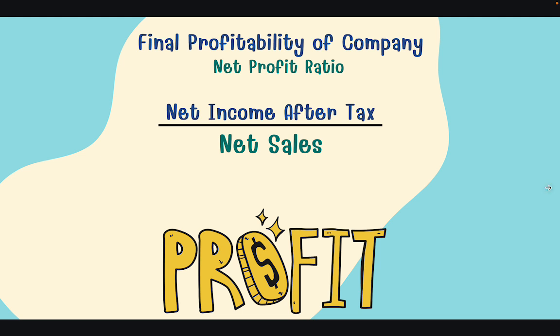The final profitability, also known as the net profit ratio. What is the final? What's the net? After everything's taken out of it, what are we actually left with as our profitability percentage? So we take the net income after tax and divide that by the net sales, and that tells us our true final profit.